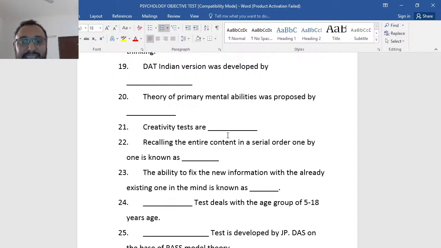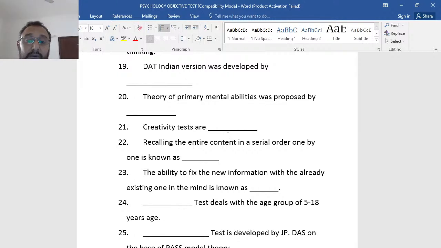Just imagine here the table of 2. 2 1 ja 2, 2 2 ja 4, 2 3 ja 6. Like this way, in a serial order, if the child is able to reproduce, that is called successive processing according to PASS model theory. Now, the 23, the ability to fix the new information with the already existing one in the mind is known as simultaneous processing.